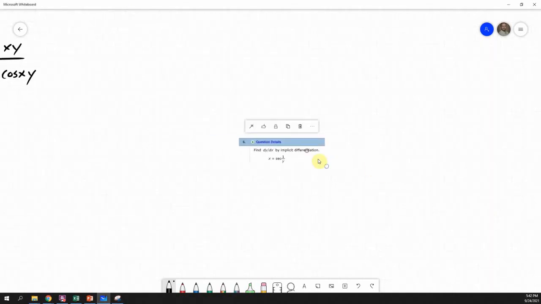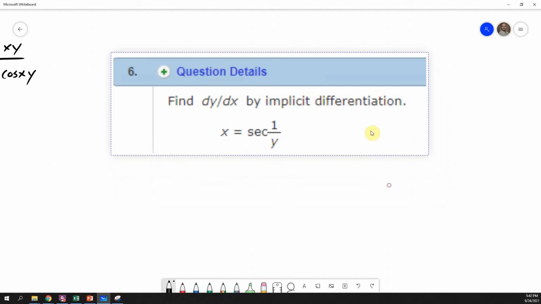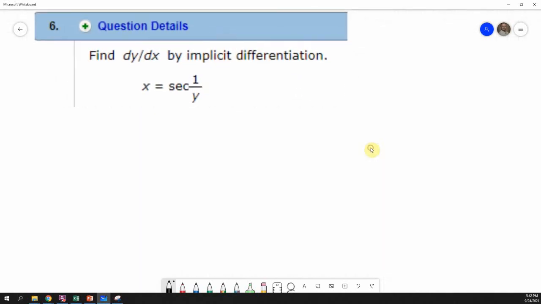Another implicit differentiation. This time we've got x equals the secant of 1 over y. So I'm going to start by rewriting this as x equals secant of y to the negative 1. And I do that because when I take this, I'm going to need to take the derivative of that argument, and it's easier to do it that way.